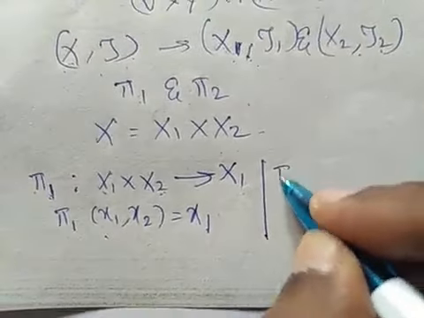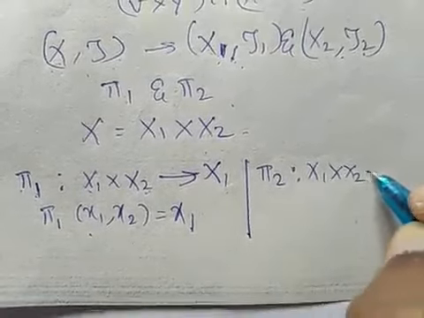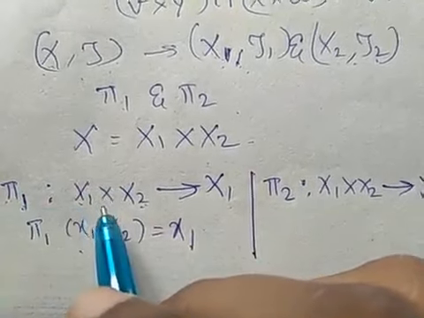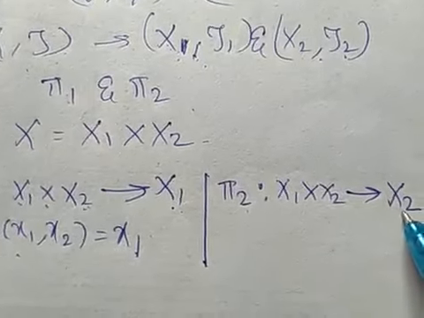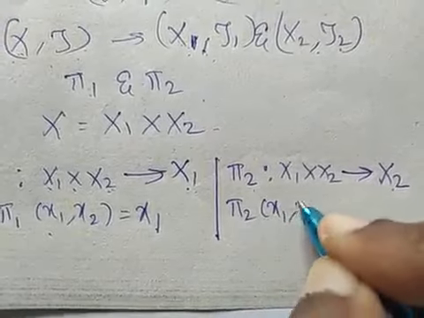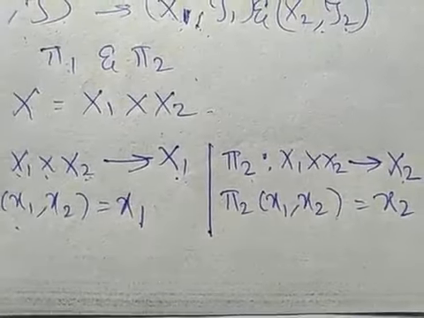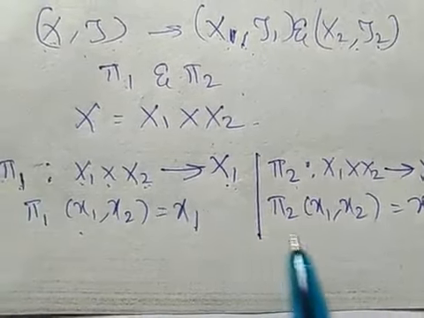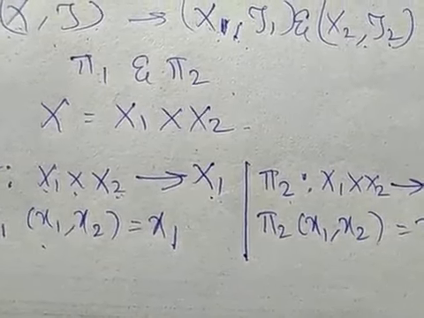I'll write here itself so that you will understand easily. X1 cross X2 should be defined on X now. If it is phi 1, it is defined from X1 cross X2 to X1. If it is phi 2, it is to X2, such that phi 2 of (x1, x2) is equal to x2, for all (x1, x2) belonging to X1 cross X2. Phi 1 and phi 2 are both projection maps on the first and second coordinate space respectively.